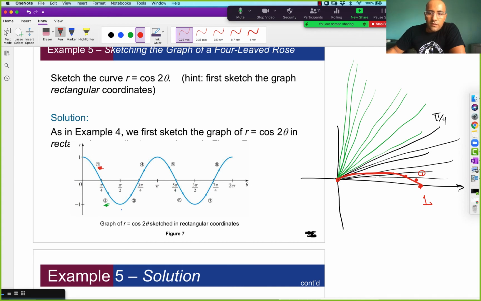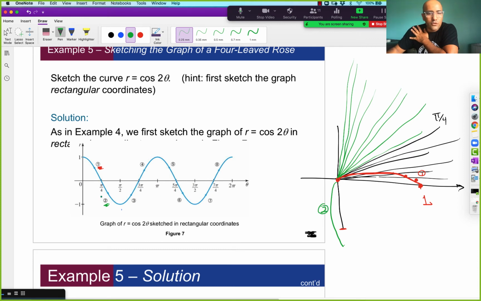So this is going to start off at 0 and slowly get bigger and bigger until you reach pi over 2, and then it reaches negative 1, which is going to be like over here. So this is going to be something that kind of goes like that. Does that make sense?